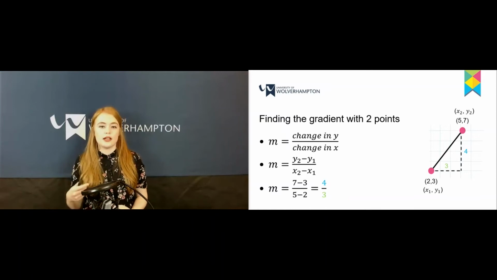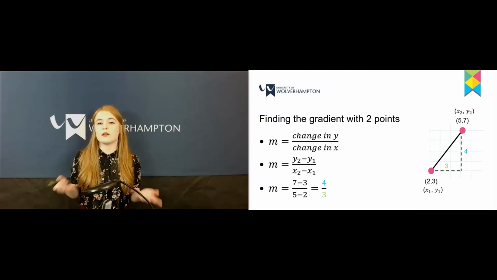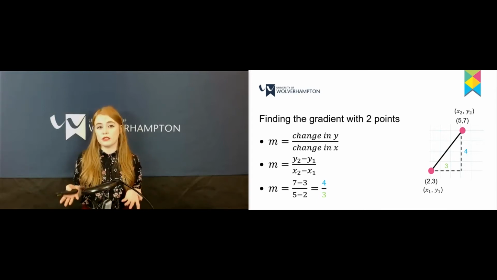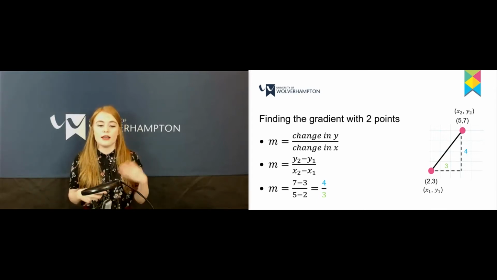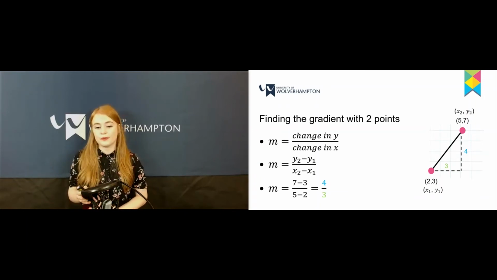So to find the change, we do m = y2 − y1, because that's how we calculate the difference between two numbers. And we divide it by x2 − x1. Again, we're calculating the difference between the two numbers. So our y2, as we've labelled here, is 7. Our y1 is 3. So our top line is 7 − 3.